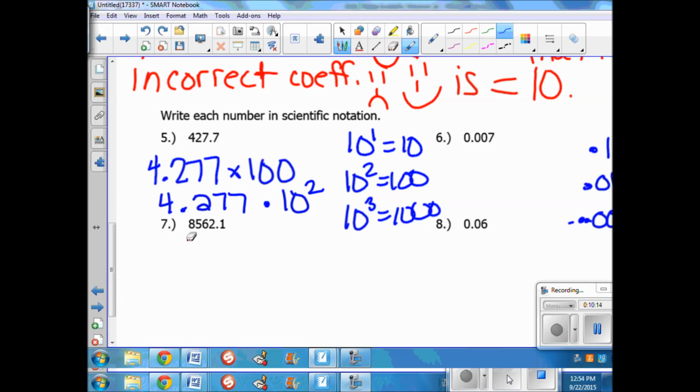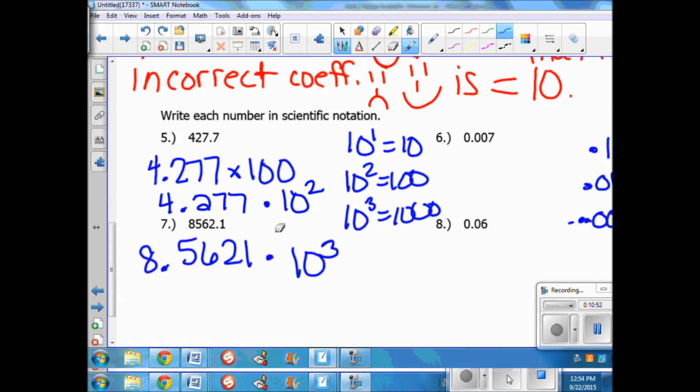All right, so now this next one, number 7, 8,562 and 1/10. So let's make that coefficient somewhere between 1 and all the way up to, but not equaling 10. So my coefficient looks good so far, times 10 to what power? Now when I initially read that, I said 8,562, 8,000 thousands. So our 1,000 is 10 to the third.